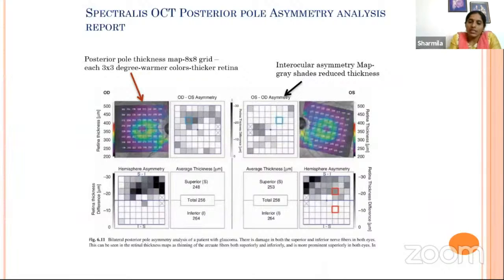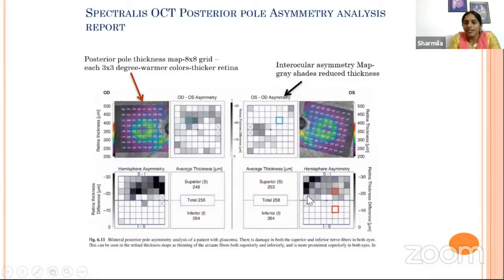That was with the Cirrus OCT, and similar to that we have in the Spectralis OCT, where you have a posterior pole asymmetry analysis, and this is basically done with an 8x8 grid, and then you have again color coding which is given at the side. And here, interestingly, we have a right and left asymmetry which is calculated. Gray areas are areas which show a reduction in RNFL thickness, and then you also have a hemisphere asymmetry, that is within the same eye. You have a superior to inferior asymmetry, or the inferior to superior asymmetry, which is calculated.